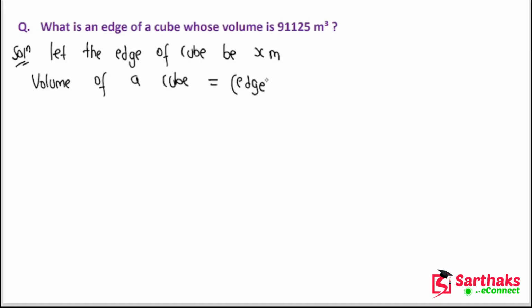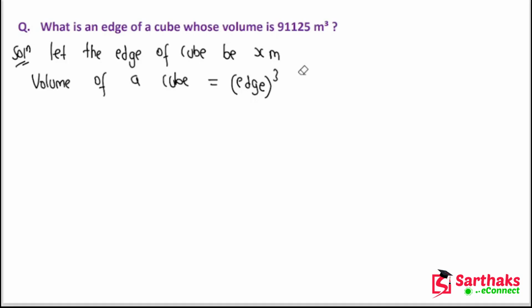Edge into edge into edge, that is basically length into breadth into height, but since in a cube length, breadth and height are all equal to the same number, which is the edge, so we do edge cube. So that is the formula, right? You must recall it. So it is a volume and it will be edge cube meter cube if it is in meter.